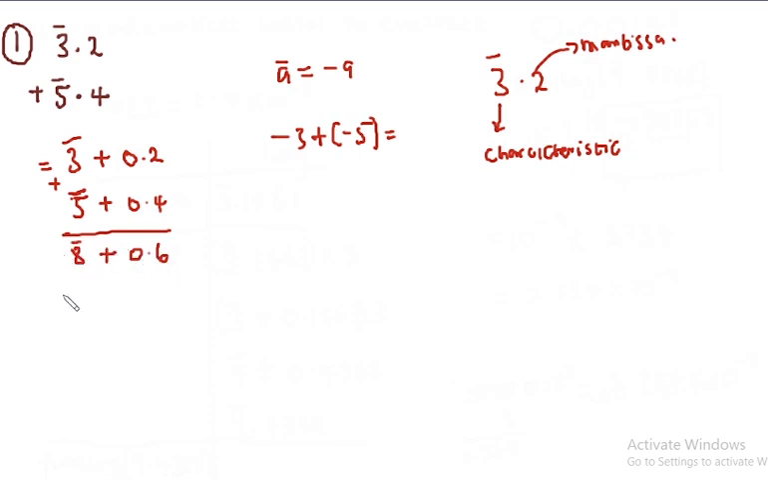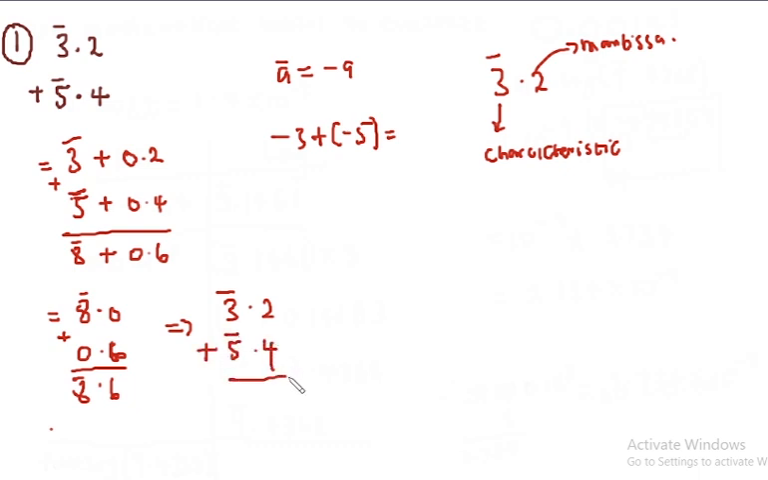So I can rewrite this as 8 bar 0.0 plus 0.6. So this is 0 plus 6, 6. And 8 bar plus 0 is 8 bar. So this implies that 3 bar 0.2 plus 5 bar 0.4, which was my original question, is equal to 8 bar 0.6.